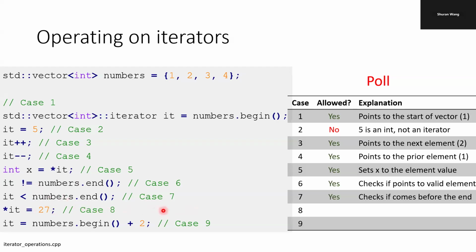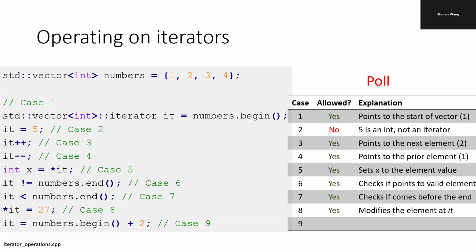So case 7 is valid in this case. The not equal to is always defined, so using case 6 is always safe. Number 8, case 8. How many of you think this is valid? Wish I could see more hands. This is valid because we are assigning 27 to the dereferenced location of it. We're modifying the element at it.